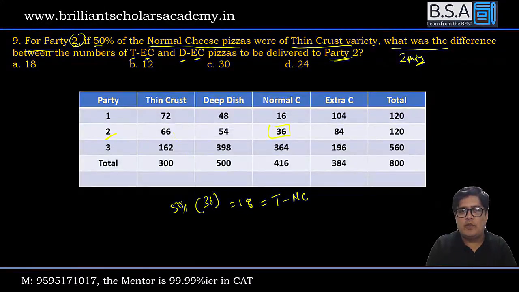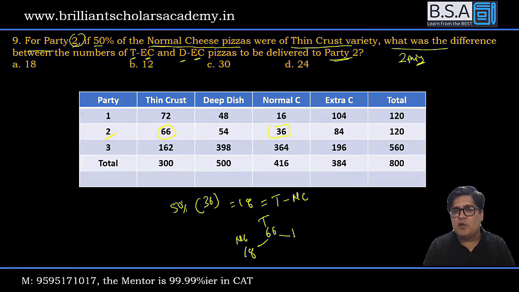So I'll go to this. I will go to this. Carefully, how many thin crust are there? 66. Out of these, 18 are normal cheese. So how many will be extra cheese? Extra cheese will be 48.